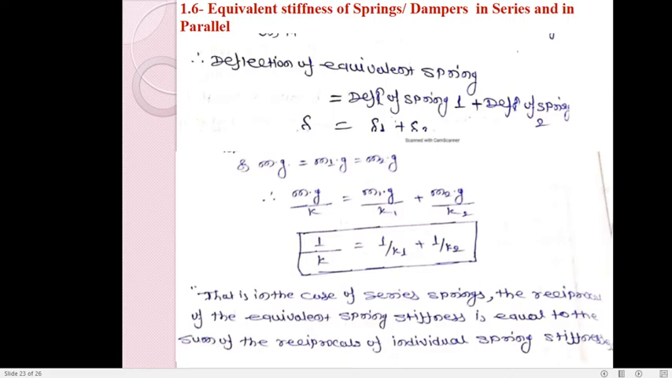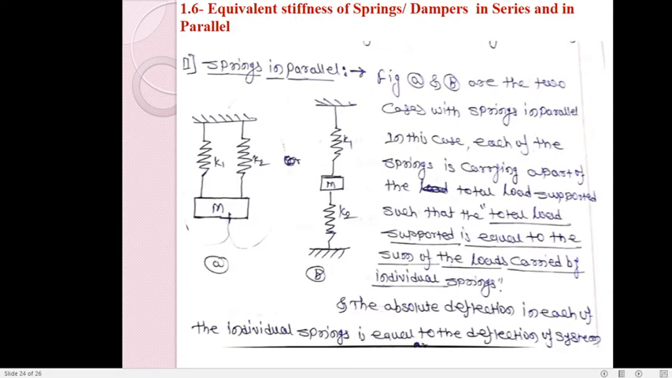The second case is when the springs are connected in parallel. Here we can observe two different structures. You can easily understand that these two springs K1 and K2 are connected in series and they are sharing the same mass. Here also these springs are connected to this mass, but this mass is in the center of these two. So this is also a representation of springs in parallel.